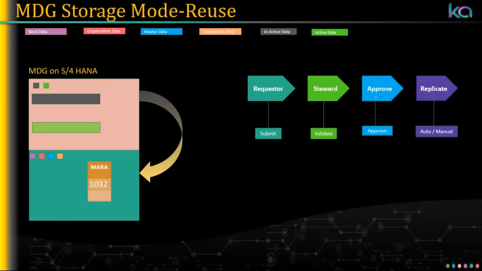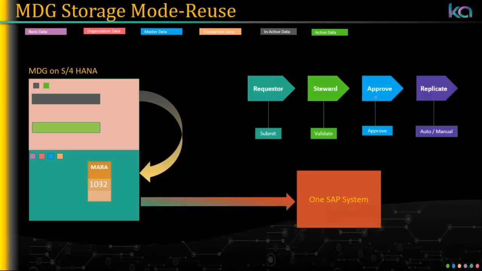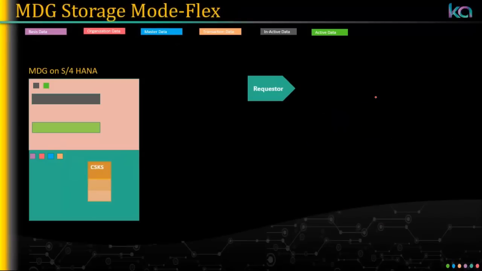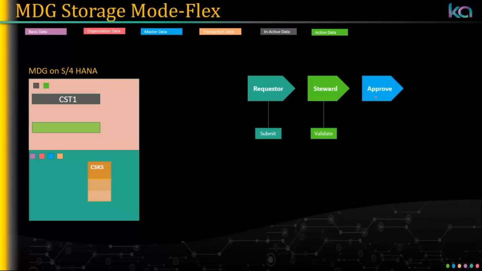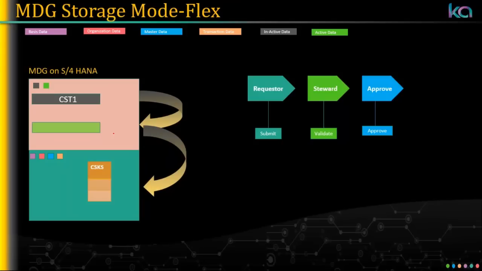Now let me take the storage mode related to Flex. So the requester submitted a cost center, available in the inactive area of MDG. Then it went to the steward, who validated it, and the approver approved it. Now after approval, the data will move from the inactive area of MDG to the active area of MDG, and from the active area of MDG to the active area of ECC. That's how the data will move. It's a two-step process.